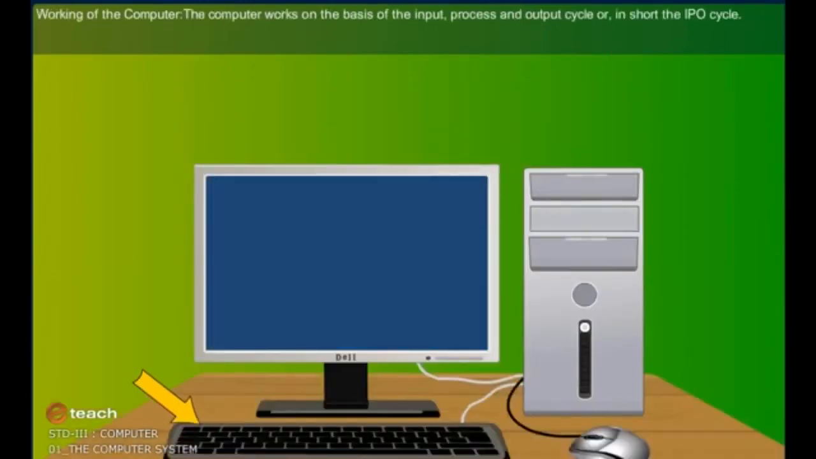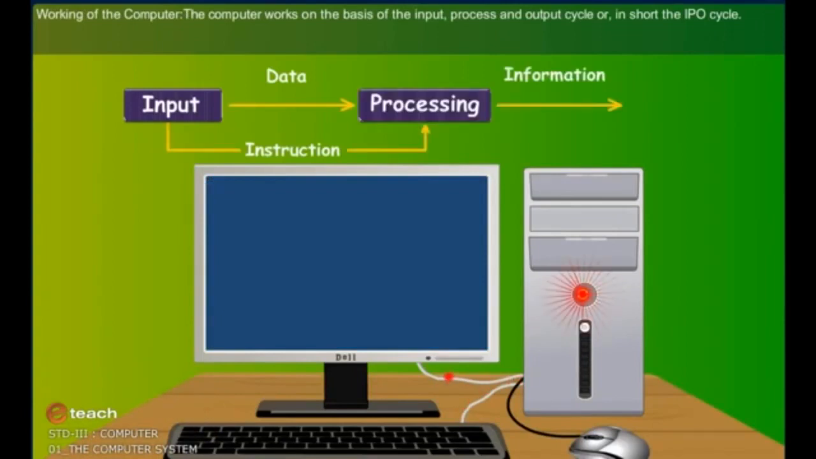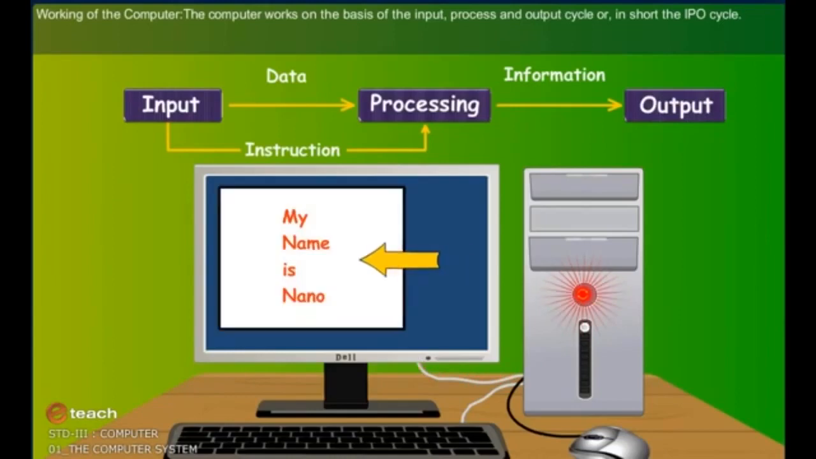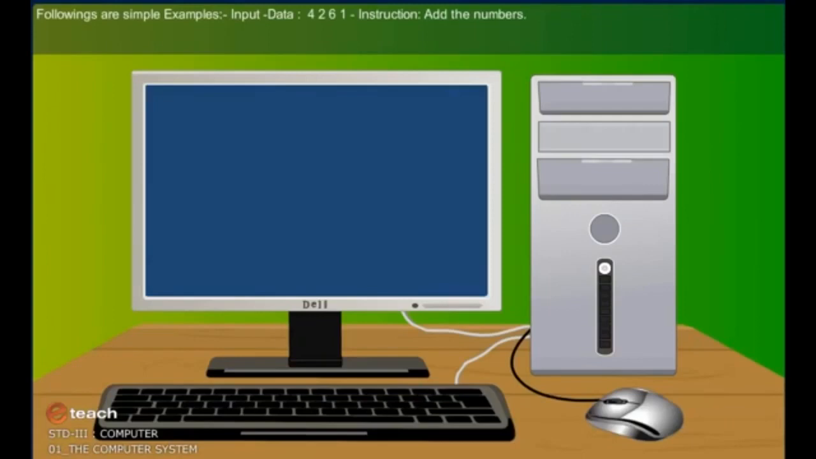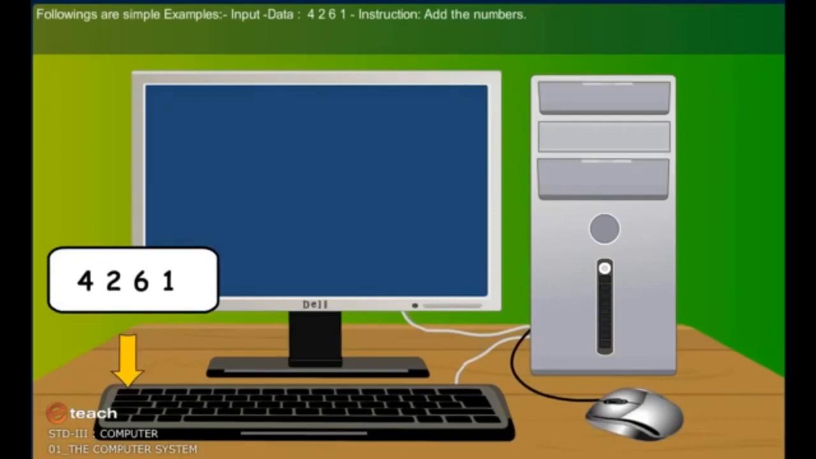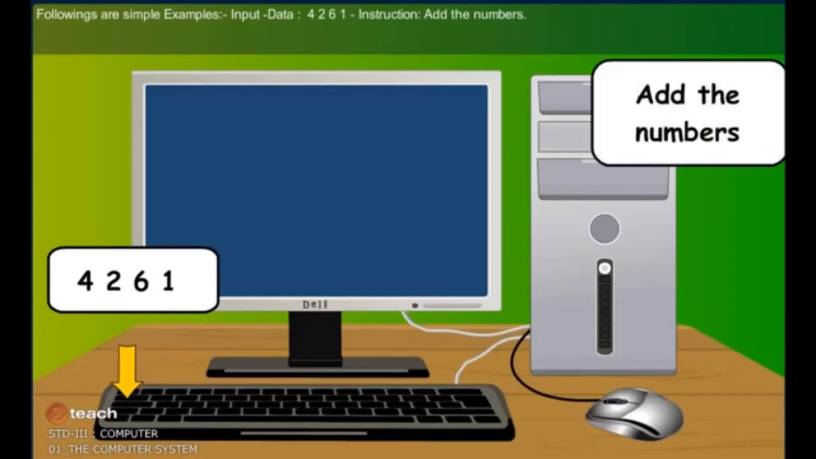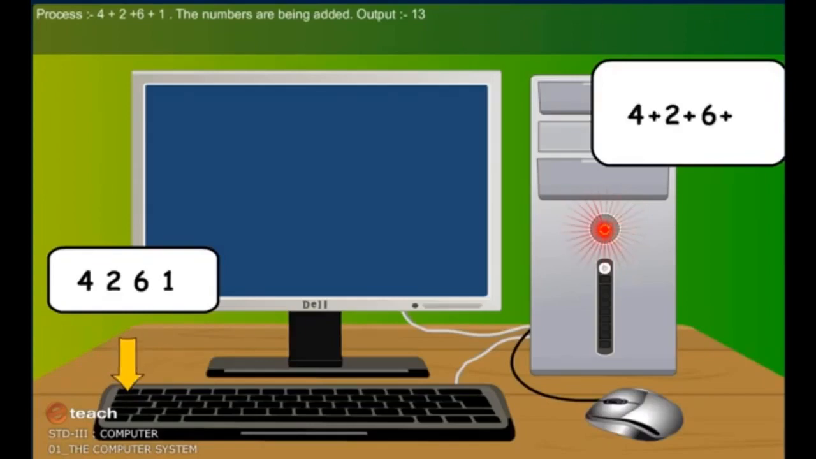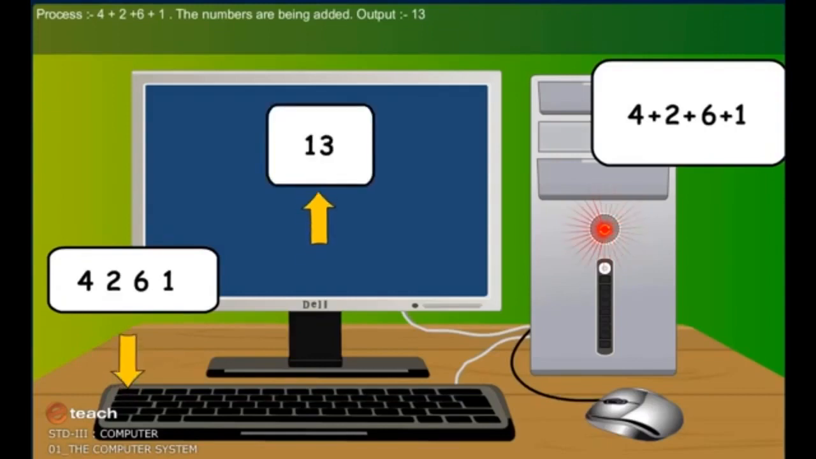Working of the computer. The computer works on the basis of the input, process and output cycle, or in short, the IPO cycle. Following are simple examples. Input data: 4261. Instruction: add the numbers. Process: 4 plus 2 plus 6 plus 1. The numbers are being added. Output: 13.